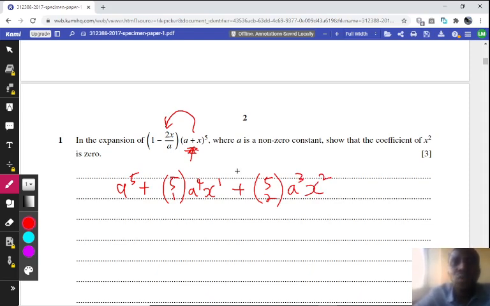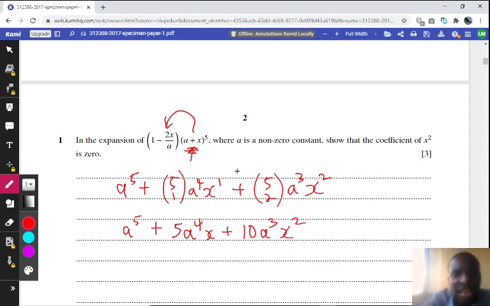Just expand up to the term in x squared, because the term that you want here is in x squared. Please don't waste your time expanding up to x cubed or x to the power 5. Just up to x squared, then you are done. Let's simplify. This will be a to the power 5 plus 5 choose 1, which is 5 from your calculator, times a to the power 4 x, plus 5 choose 2 from your calculator. If you punch it, you will get 10, so it will be 10 a to the power 3 x squared.